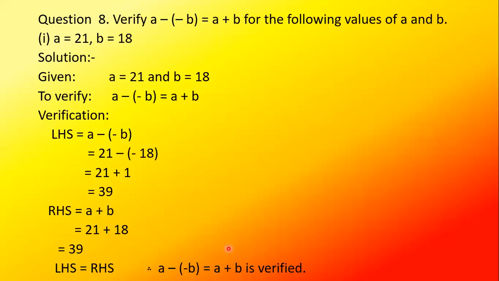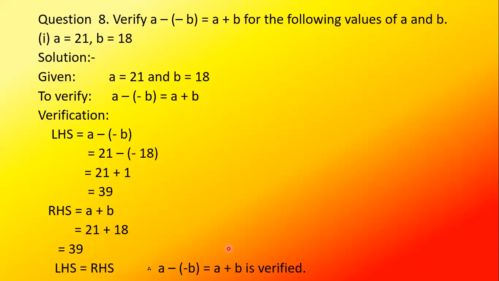Question number 8. Verify a minus minus b is equal to a plus b for the following values of a and b. Value of a is given 21, b is 18. We have to verify that a minus minus b will be equal to a plus b. We can easily verify it because you have learned about subtraction. Subtraction is the addition with the additive inverse, right?